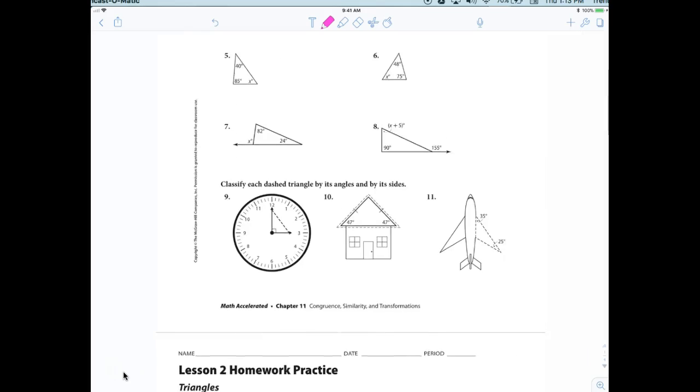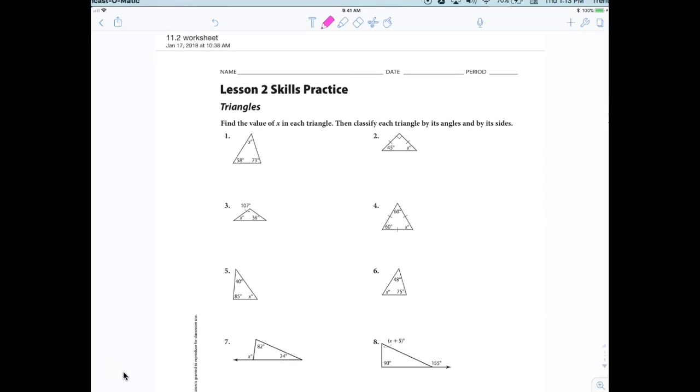Now, we just talked about it. I'm hoping you can remember this from last year. And I just said it a few minutes ago. So we're talking about the angles of a triangle. The interior angles of a triangle always do what? Add up to 180. So I feel pretty good about this.